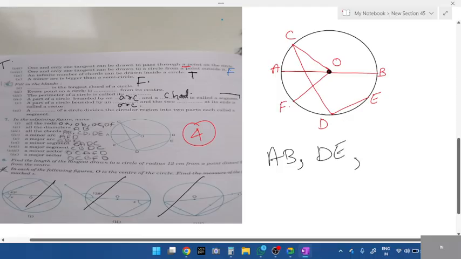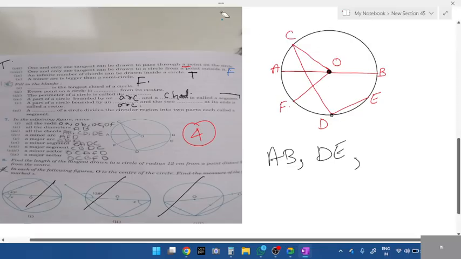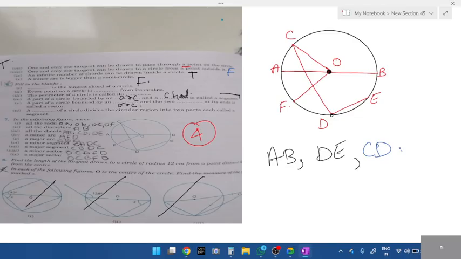Next, from D, anything else touching? D to C? Yeah, DC or CD. Both are correct. Better write it in alphabetical order, students. So AB, DE, you can write CD. CD is the answer. All of you understood chord? Okay, minor arc.